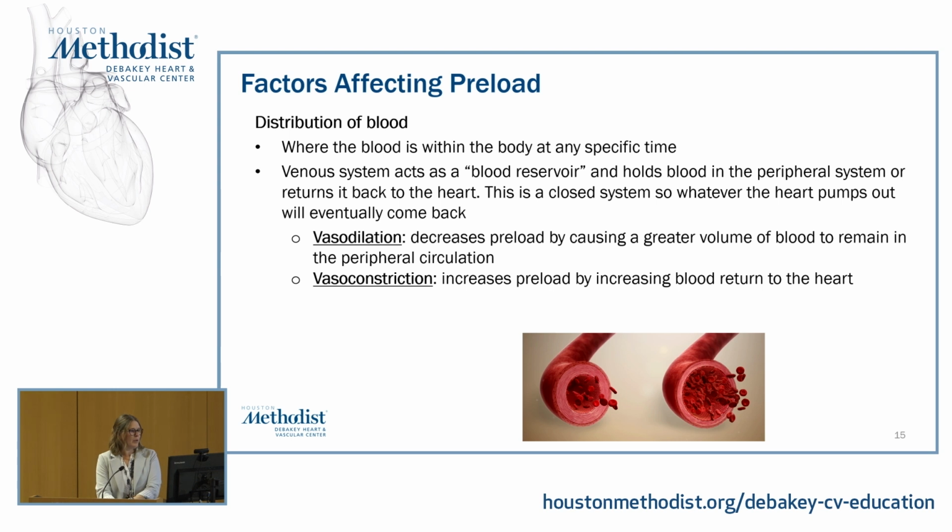So distribution of blood, not to be confused with total blood volume. You still have the same amount of volume, it's just where that is at any given time during your heart cycle. Your venous system acts as a blood reservoir and holds the blood in the peripheral system or returns it back to the heart. This is a closed system, so whatever the heart pumps out, it will eventually come back. So vasodilation decreases preload by causing a greater volume of blood to remain in the peripheral system, while vasoconstriction increases preload by increasing blood return to the heart.